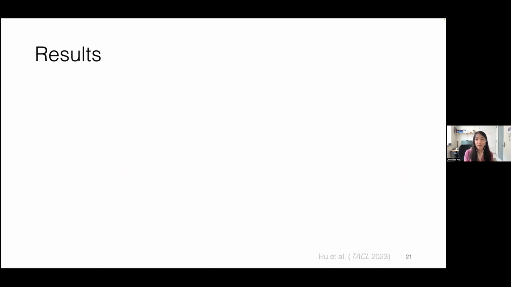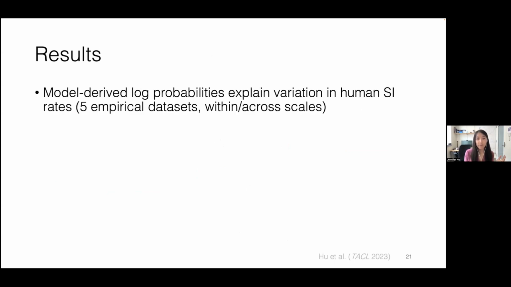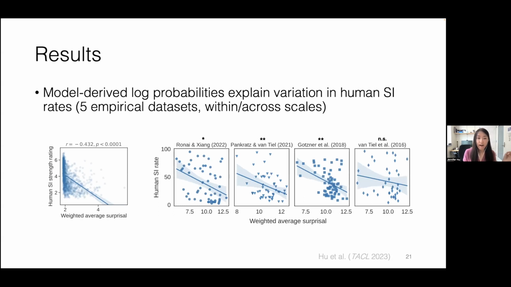So I'll go super quickly over the results and refer you to the paper for the details. But essentially, we tested our models on 5 empirical data sets, including thousands of sentences and around 150 different unique scales. And we found that these model-derived probability estimates explain significant variance in human scalar inference rates across these data sets. So that's these negative correlations that we see here. Again, I won't go over the details in the interest of time, but we found the predicted relationship for all but one of the tested data sets.